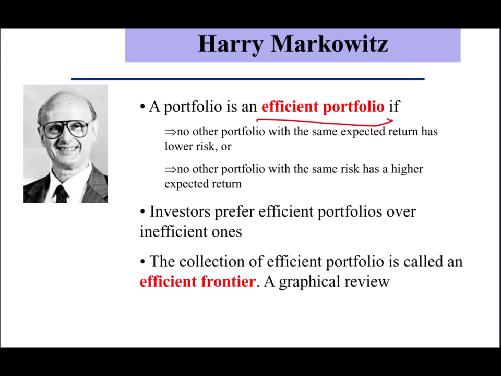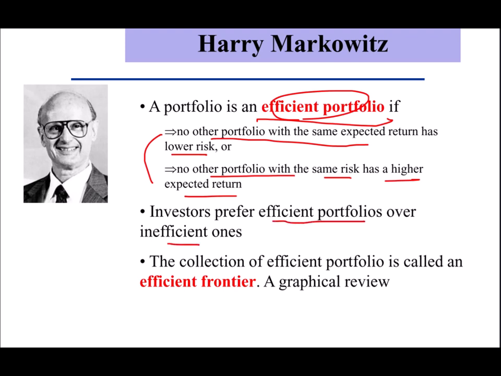What is it? A portfolio is efficient if no other portfolio with the same expected return has lower risk, or no other portfolio with the same risk has a higher expected return. This is just an application of the mean variance dominance principle. In this case, we call this portfolio an efficient portfolio. Investors prefer efficient portfolios over inefficient ones because of the mean variance dominance principle. The collection of efficient portfolios is called the efficient frontier.